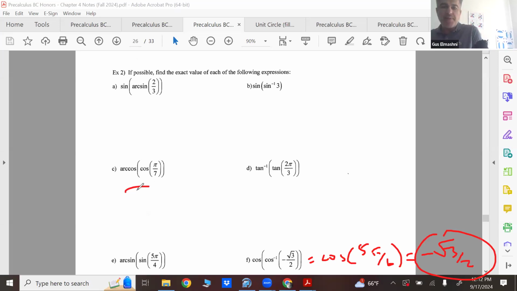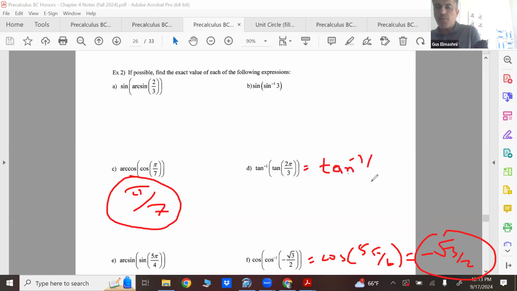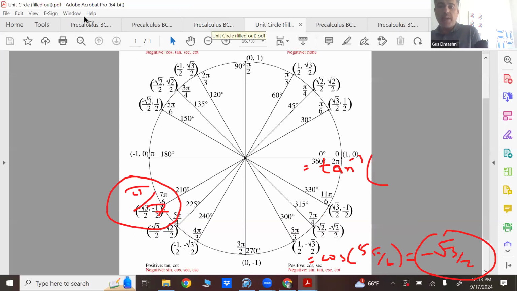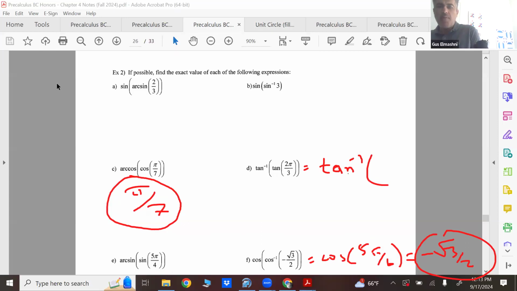Here, you're going to say pi over 7, because they knock each other out. So C is just pi over 7. However, for D, you can't just say the answer is 2 pi over 3. Careful with this one. You do inverse tan. What's tan of 2 pi over 3? According to the unit circle, that's going to be negative root 3, I think, at 2 pi over 3. Yeah. Okay. However, what's the default range for inverse tan?